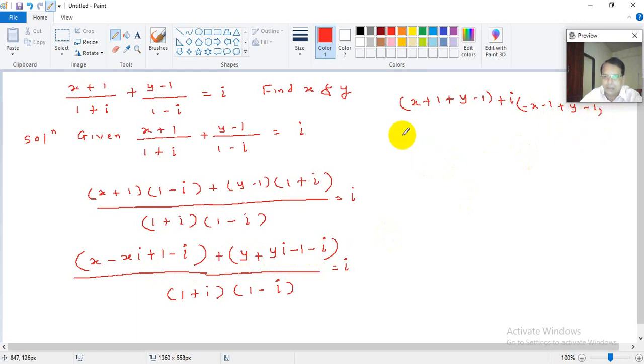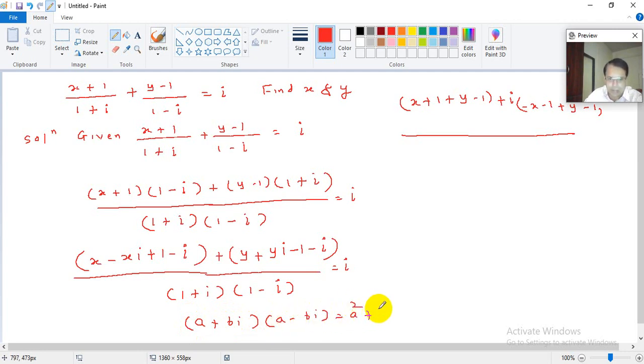Okay, this is the bracket, and the whole thing is divided by the product down here, 1 plus i into 1 minus i. You know, a plus bi into a minus bi, which are complex conjugates of each other, the answer is a squared plus b squared. So here, a plus bi means 1 plus 1 into i, 1 minus 1 into i. So the answer is 1 squared plus 1 squared. And this whole thing is given to you as i.